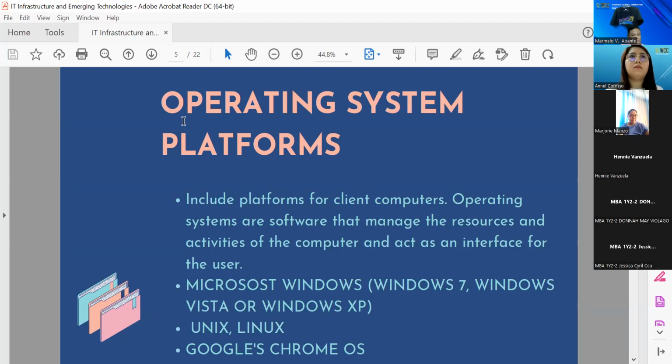What are our operating system platforms for our desktops or laptops? We have Microsoft Windows, examples being Windows 7, Windows Vista, or Windows XP. The older versions would be Unix and Linux, which those before us probably used. And of course, there is also Google Chrome's operating system. For those with Apple devices, such as the iPhone, there is also Apple's operating system.